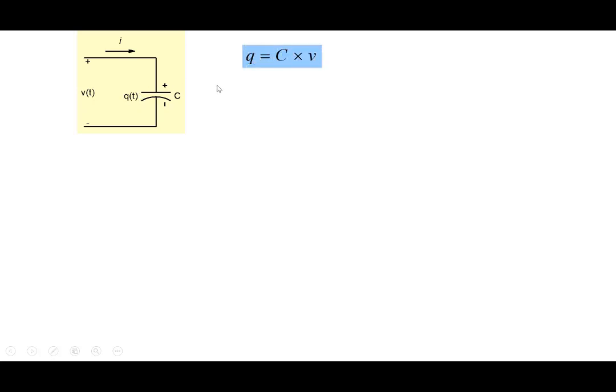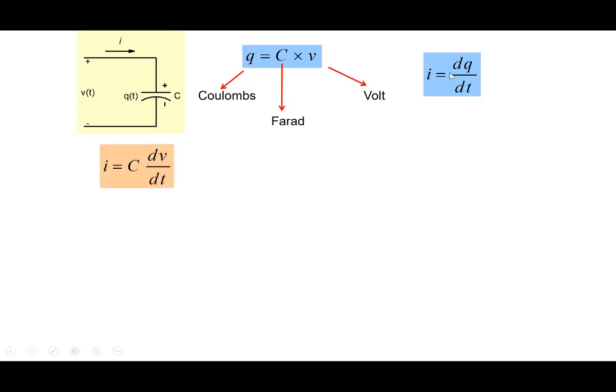So I'll go very quickly. All of you know it. Q equal to C times V. Q is in coulombs, V is in volts, C is in farads. I equal to dQ by dt, the relationship between current and charge. So we can apply that to this relationship, and we get I equal to C dV by dt. So that's the fundamental current-voltage characteristic of a capacitor. I equal to C dV by dt here. And of course, we could write V in terms of I as an integral.